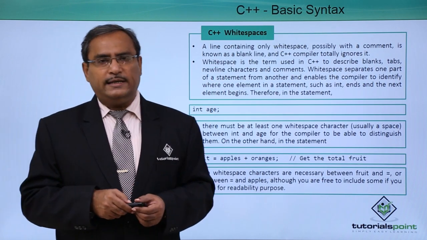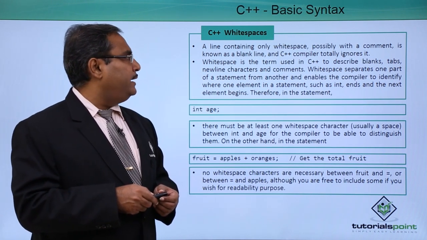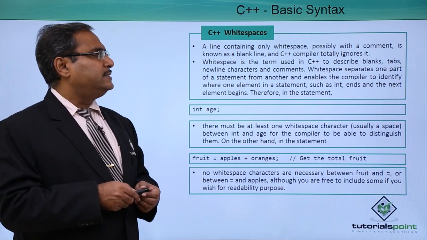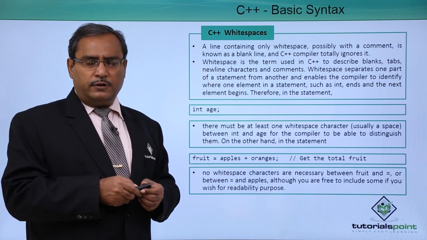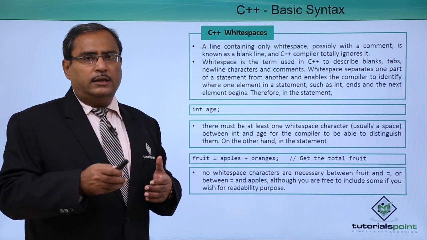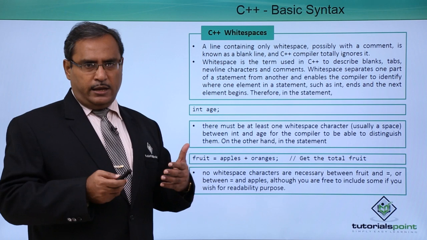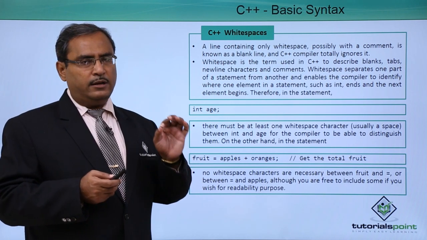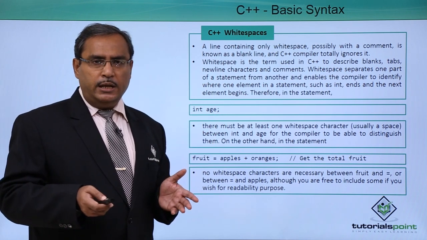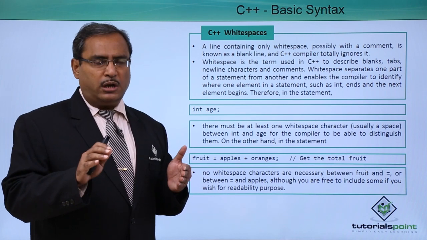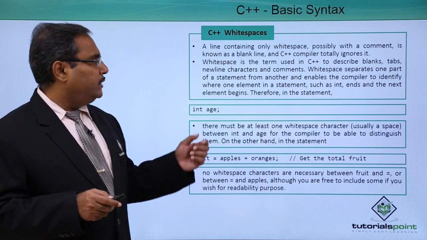C++ white spaces. A line containing only white space, possibly with a comment, is known as a blank line, and the C++ compiler totally ignores that. We know that comment lines are only for program documentation, so that when another coder, debugger or programmer reads this code, he or she can get the meaning of the respective section of the code. That is why comments are there, but during compilation the compiler simply ignores those comment lines. So no machine code will be produced in the ultimate compiled version of the code.